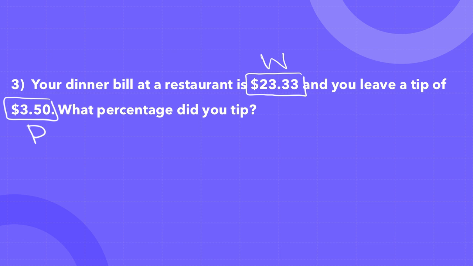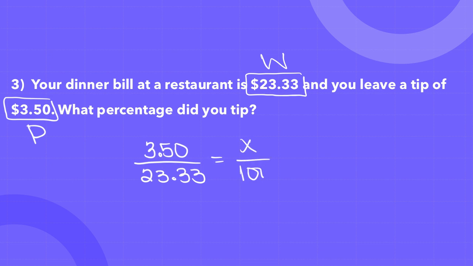How could we do that? We could do a proportion. You can do a proportion? How would you set it up? If I did a proportion, I would do $3.50 over $23.33 equals x over 100. That's a perfect proportion for this. All right. And you cross multiply or you solve your equation.